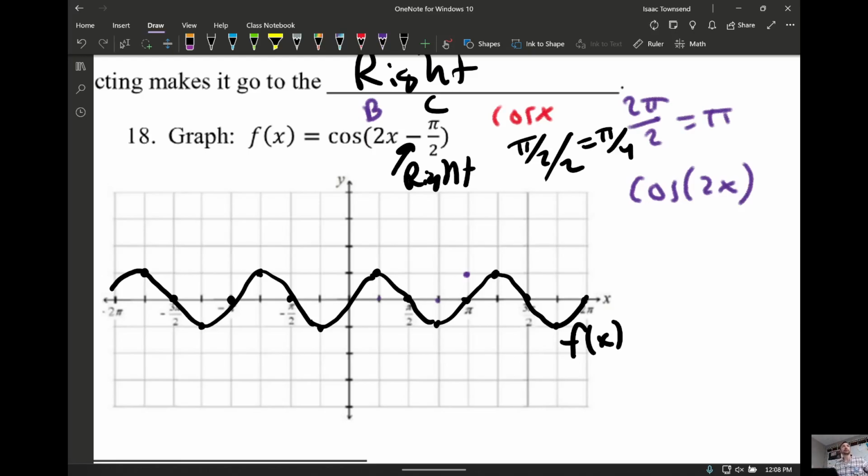Okay, so now we're up to 3 formulas. Period is 2 pi divided by b, where b is the coefficient of x. Amplitude is the absolute value of a, where a is the number being multiplied by the trig function. And then phase shift, you have to know why it goes right or left, but how much it goes right or left is c over b. B is still the same b from period, and c is the number being added or subtracted to x. So that's how you can make it move right or left.